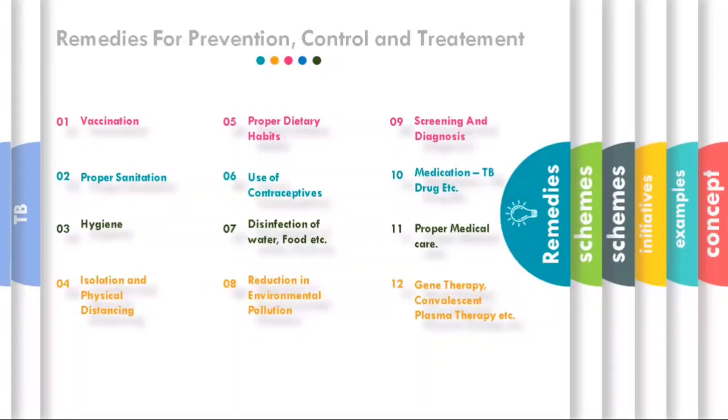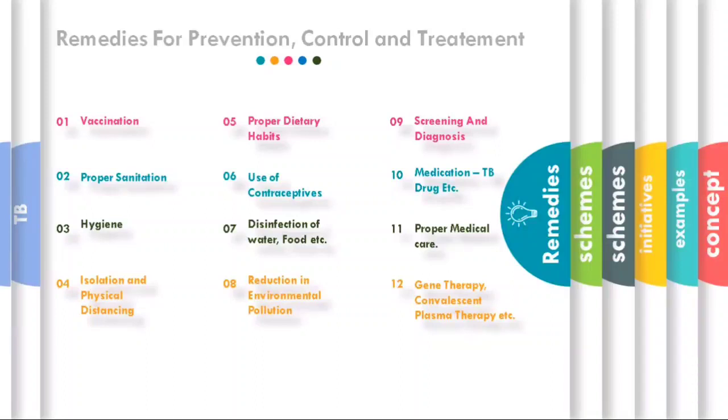Next is proper dietary habits. If we consume a proper diet, a rich immune diet that gives the body rich immunity, then those communicable diseases can be controlled. Next is use of contraceptives, especially in the case of HIV AIDS.